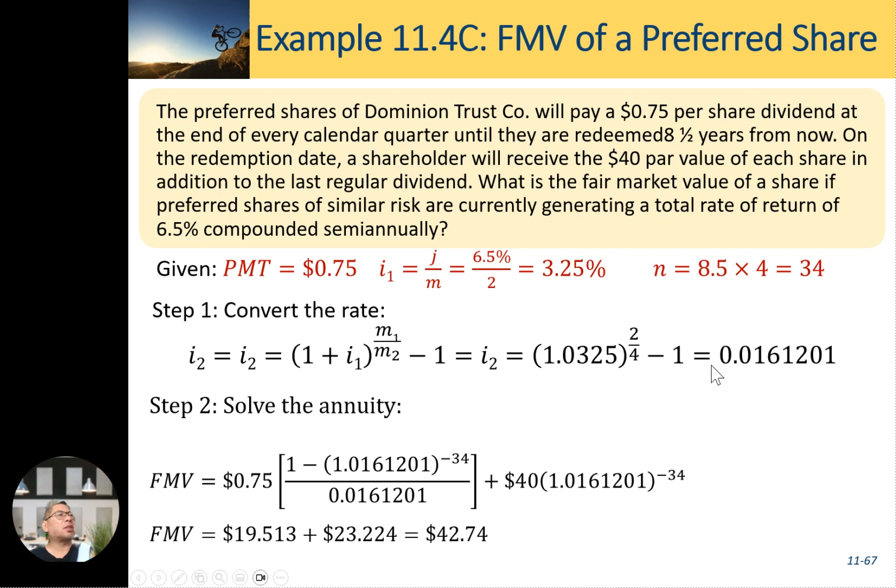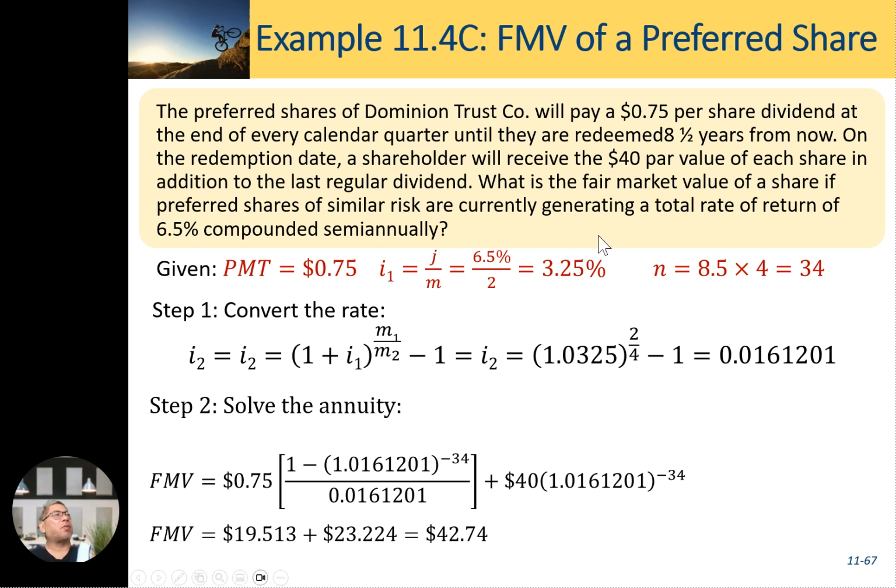This is your interest rate conversion. Convert the rate from semi-annually to quarterly. Okay, and then you plug in the number. Then you add here the first logic here, the second logic here, 40. Where did you get the 40 from? This is the second: receive 40 each share in addition to the last regular dividend. So this is the first logic of the 75 cents. This is the second logic, answer for this $40. So adding it up is going to be 42.74.